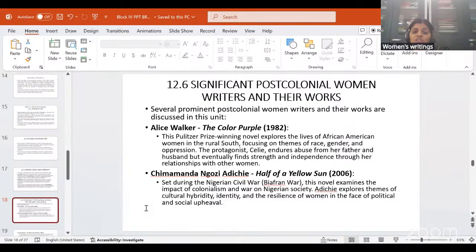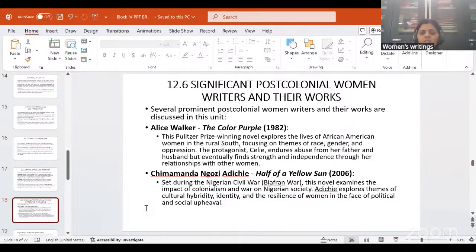which is a Pulitzer Prize winning novel that explores the lives of African American women in the rural South. It focuses on themes of race, gender, and oppression. The protagonist, Celie, endures abuse from her father and then her husband, but eventually finds strength and independence through her relationship with others.